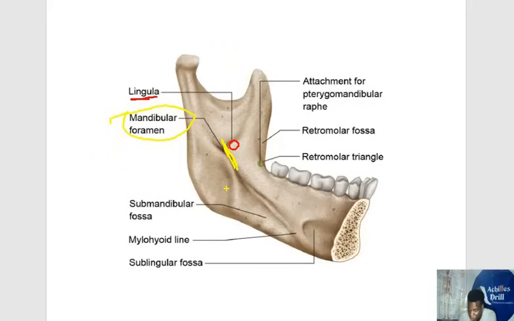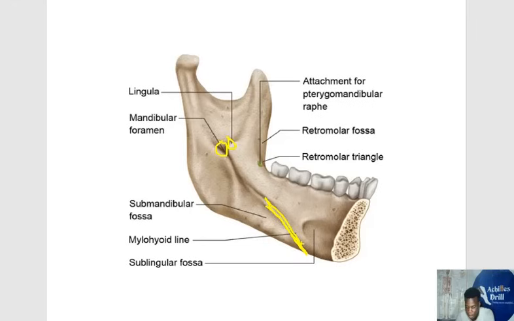Just before going to a picture showing you that, I want to emphasize this line. This line is called the mylohyoid line, which is where the mylohyoid muscle attaches. There are a number of structures on the mandible, but I just want you to take note of everything. They are important areas for steeplechase questions. Let me go over this again: lingula right here, mandibular foramen right here, and the mylohyoid line right here.